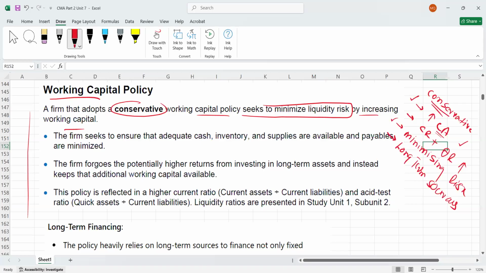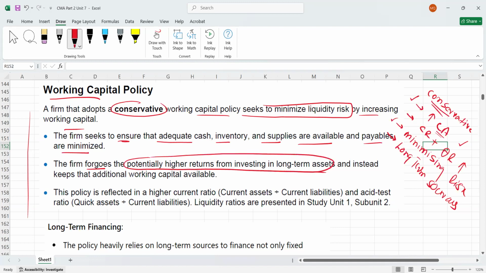Then, these firms seek to ensure that adequate cash, inventory, and supplies are available and payables are minimized, right? So they will try to ensure that they have a high level of cash, inventory, and receivables. Okay. So the firm forgoes the potentially higher returns from investing in long-term investment.